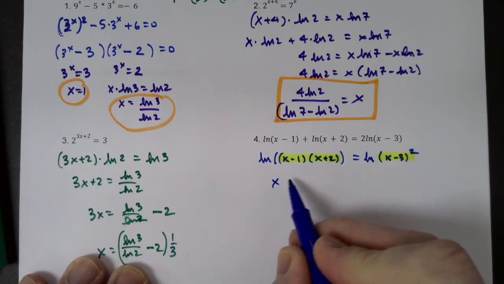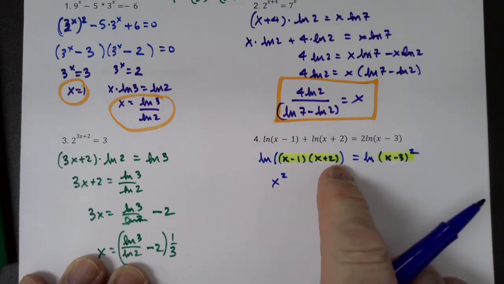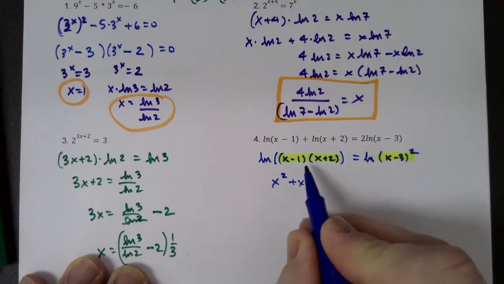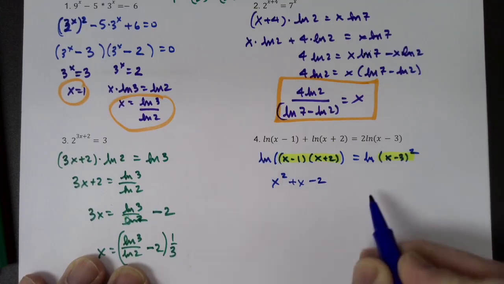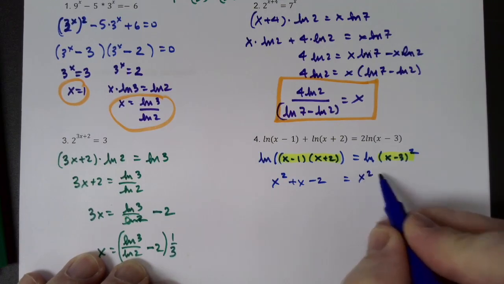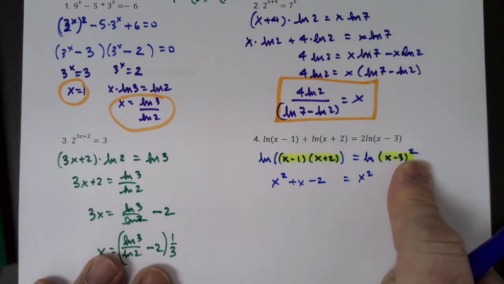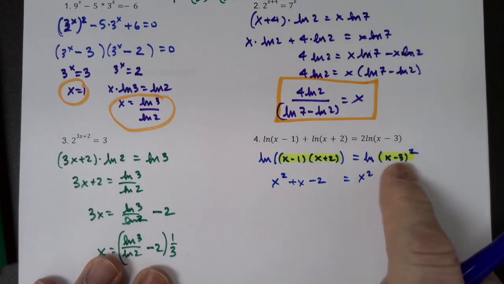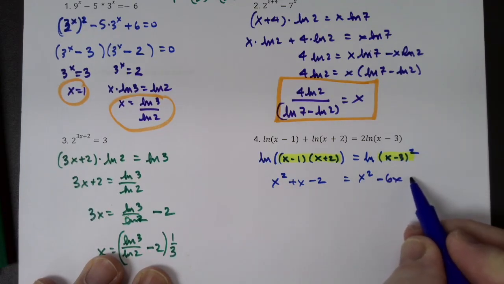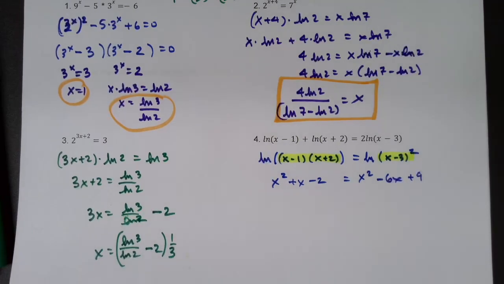This, of course, will be an x squared. A plus 2x minus x will give us a plus x, and then, of course, a negative 1 times the 2 will give us a negative 2. On the other side, we'll have an x squared, and remember, this will be a negative 3x. Negative 3x will give us a negative 6x, and, of course, negative 3 times negative 3 is a positive 9. That was a difference of squares.